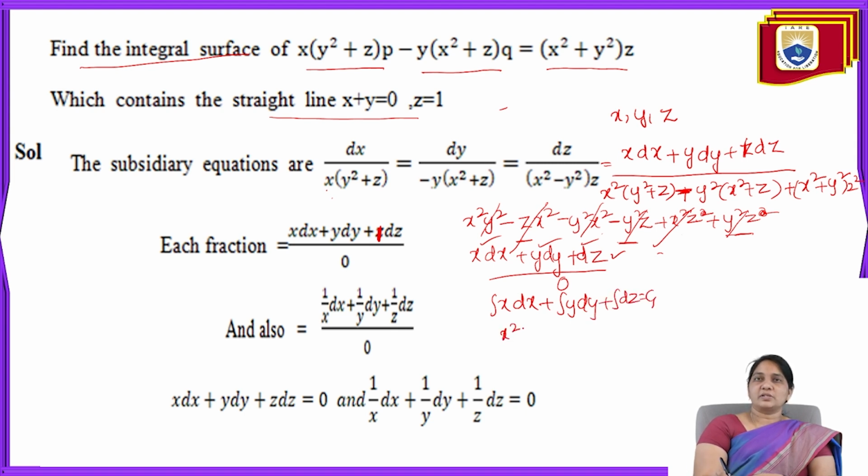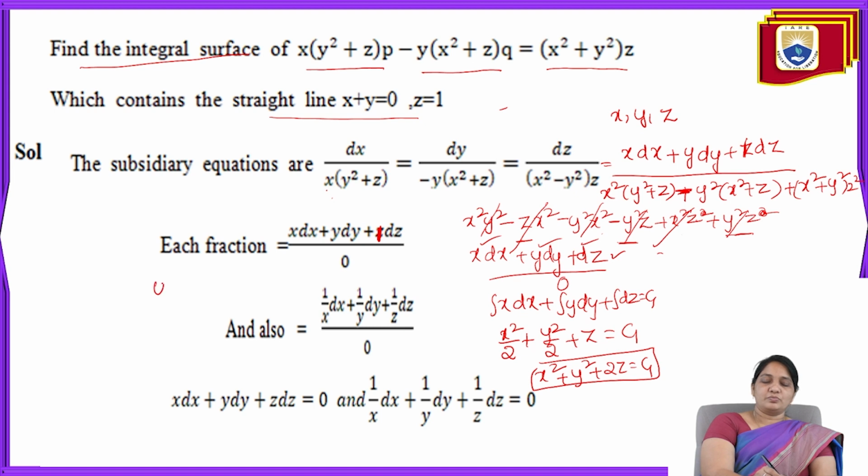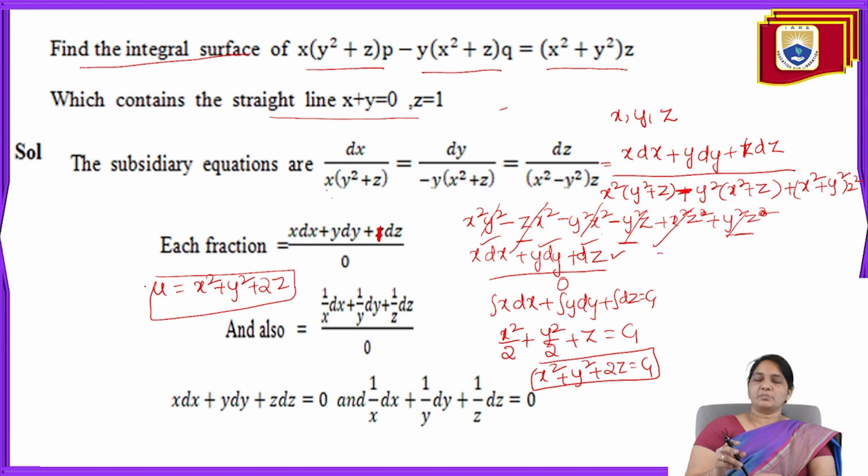So this one is x square by 2 plus y square by 2 plus z equal to some constant. So I am writing this one as x square plus y square plus 2z equal to some constant. So finally the solution I got here is x square plus y square plus 2z. So this is my first solution by using the multipliers method.